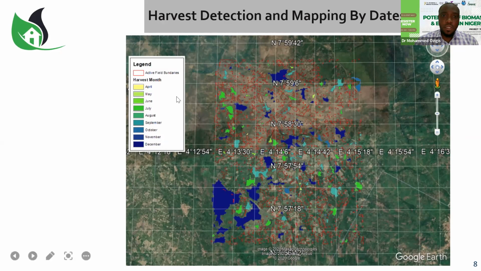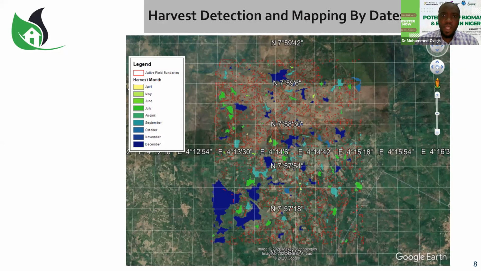So from the legend on the left corner of my screen, you can see the areas that were harvested from April all the way to December. In this case, it was very obvious that lots of the farmers harvested their fields towards the end of the year. This is also expected because at this point the crop has reached its maturation, and it is very ripe for harvest, and that is the beginning of the dry season as well.